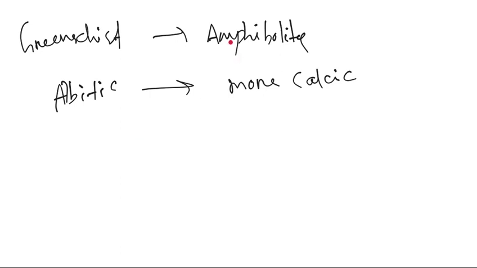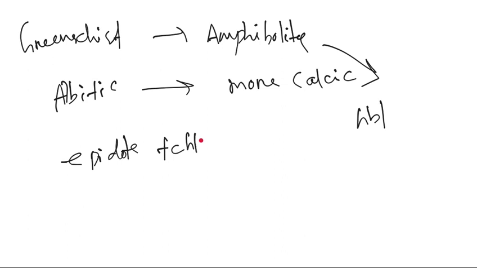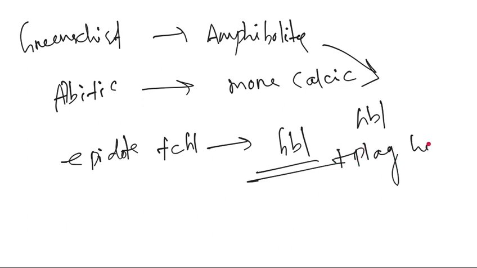After that, what happens? Amphibolite also contains hornblende. From the epidote and chlorite reaction, hornblende is formed. They react and hornblende forms, along with more calcic plagioclase. This is the signature of the amphibolite facies.